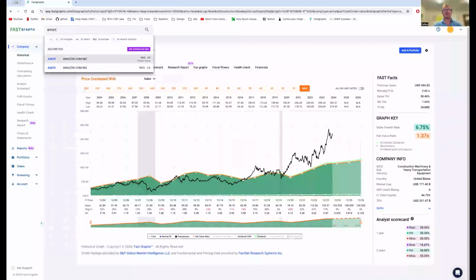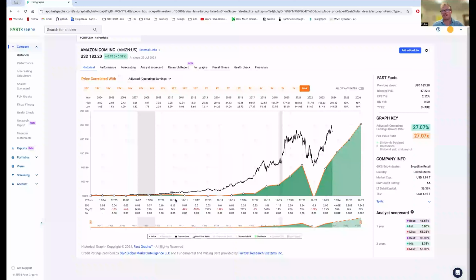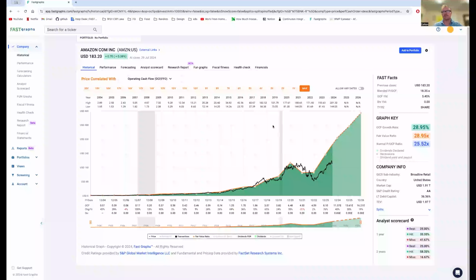Like if I go to Amazon, for example, and we're looking at adjusted operating earnings, we see this massive disconnect. I can take this off and say, okay, well, that's never tracked operating earnings, right? But if I go to operating cash flow, this company tracks operating cash flow to a T. So as an example, Colton Carnevale, the CEO of FastGraphs, he always says this is a tool to think with.